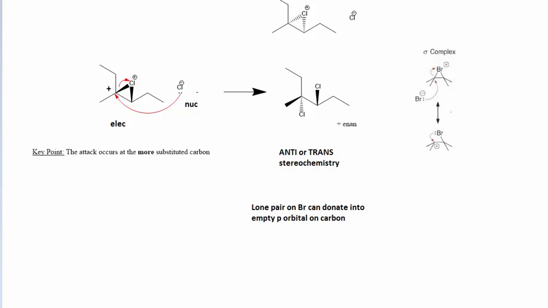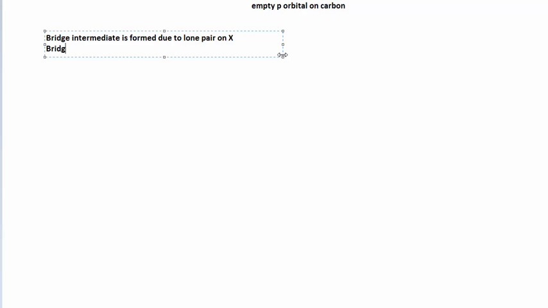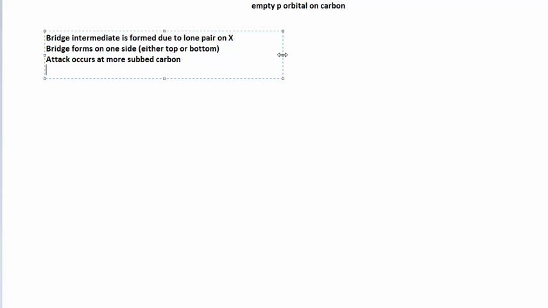stereochemistry. Okay, so if that was a lot of information, I'm going to sum it up right now. So bridge intermediate is formed due to lone pair on X. That's one important thing. The bridge forms on one side, either top or bottom, which we represent as either wedge or dash. The attack occurs at more subbed carbon because of that partial positive that we're saying is sort of there because of the carbocation that doesn't actually exist but sort of exists. Kind of weird like that. And lastly, final product has anti stereochemistry or trans.